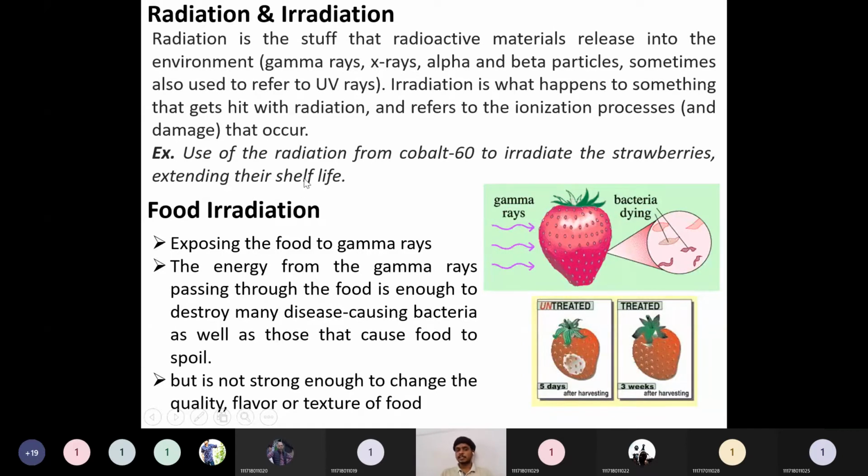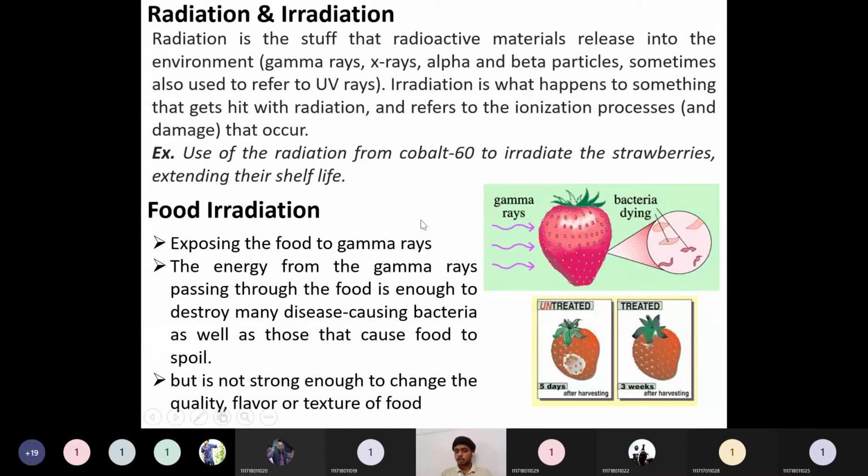So first we have to expose that food. The energy from the gamma rays passing through the food is enough to destroy many disease-causing bacteria as well as those that cause food to spoil. These gamma rays have the capability to destroy whatever bacteria or microorganisms are inside, and those responsible for causing disease will die by passing these gamma rays. We have to pass them in a controlled manner. Usually this irradiation is measured in units of grays. How much energy we have to supply in grays, we will discuss.